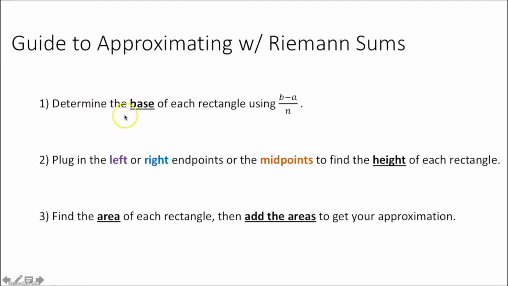So first thing you're going to do is determine the base of each rectangle using b minus a over n. And a and b just come from the interval that you are finding the area under the curve on. A is the beginning of that interval, b is the end. Then you're going to plug in either the left or the right endpoints or the midpoints to find the height of each rectangle. And you plug in those left, right, or midpoints to the function to find the y values that go with that, and those will be your heights of each of the rectangles. You can then find the area of each rectangle and add the areas together to get your approximation.